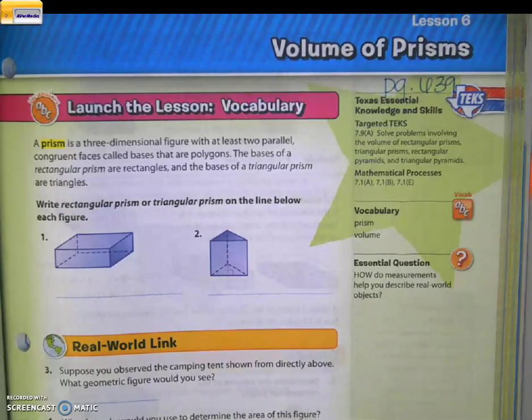We're going to be looking at rectangular prisms. And what that means is the bases are going to be rectangular. Okay, and the two bases, which are the two sides that are parallel to each other, would be congruent. And then we're going to look at triangular prisms, which are the same idea, but the base now is going to be triangular. So again, the bases are going to be parallel to each other and congruent.